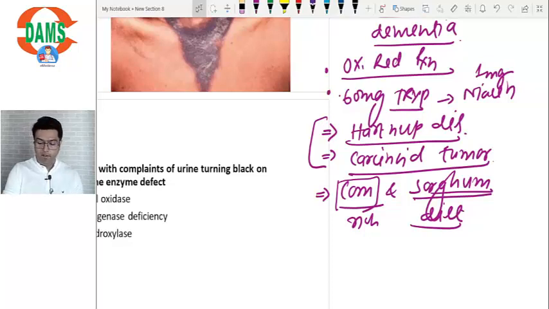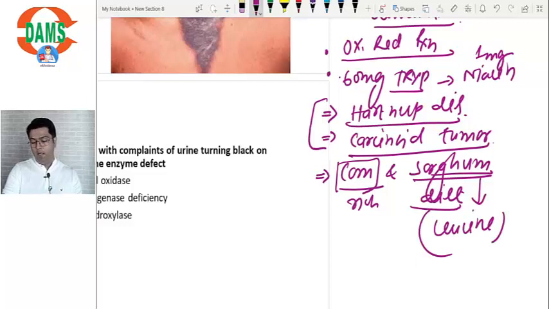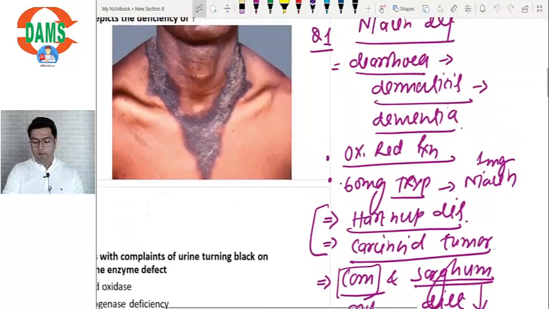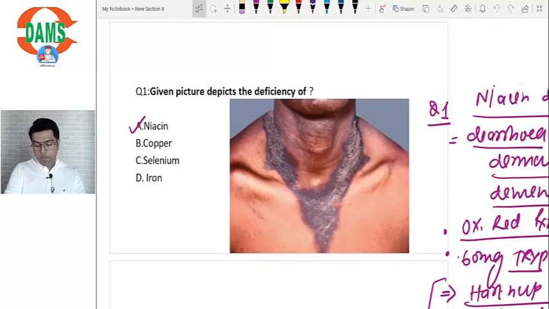So at various steps, the diet which is rich in leucine, like sorghum, is a problem. Sorghum is rich in leucine, and anyone consuming high amounts of branched chain amino acids like leucine has inhibited tryptophan metabolism to generate niacin. So these are the common causes of niacin deficiency. The first question is based on niacin deficiency. Guys, see the second option, copper.